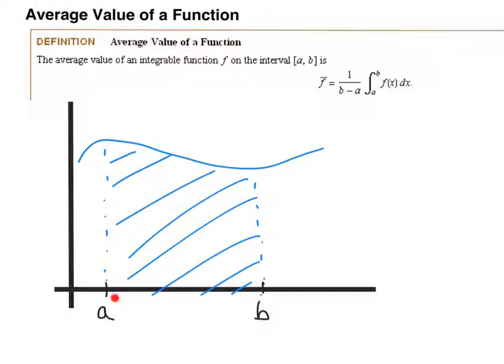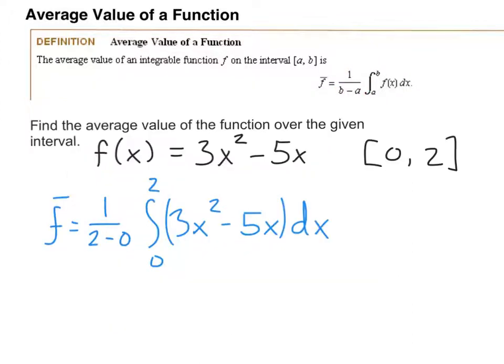And dividing by how many there are, since there's technically an infinite number here, we actually just look at the length of the interval. So b minus a would give us the length. So this formula for the average value just says add them all up and divide by how many there are. If we try an example here, they want us to find the average value of this function, 3x squared minus 5x, over the given interval 0 to 2.